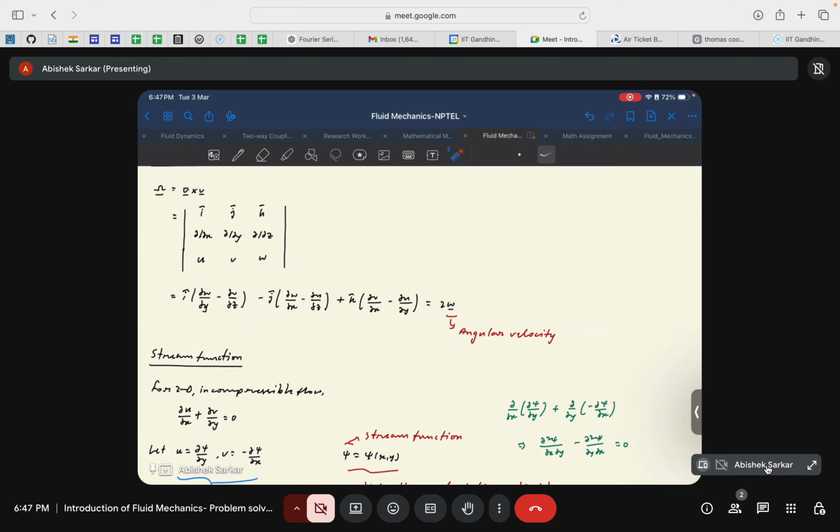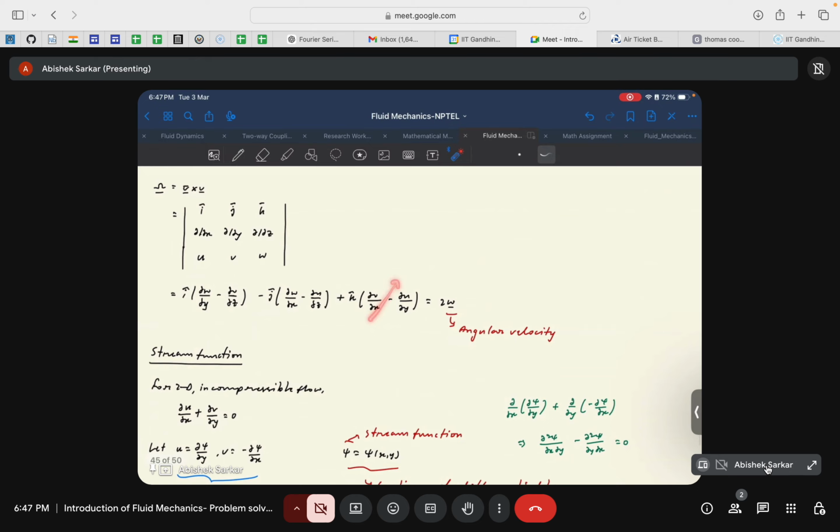Okay. So you will see that if the flow is 2D, only the z velocity component will remain, and these two will get cancelled out. So we will have only the angular velocity along the z direction, and these components will remain. Okay.